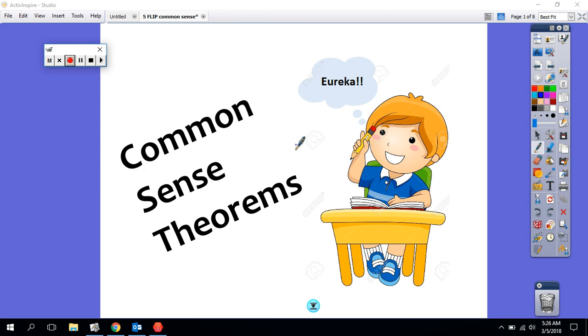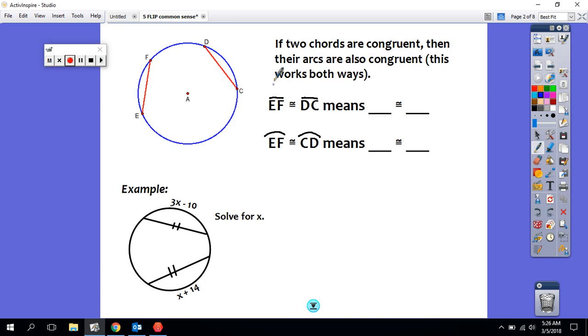All right, good morning. Today we're going to be talking about the common sense chord theorems. And we call them common sense chord theorems because, well, they make a whole lot of sense, as you will see. So our first common sense chord theorem says that if two chords are congruent, then their arcs are also congruent. And it works both ways.